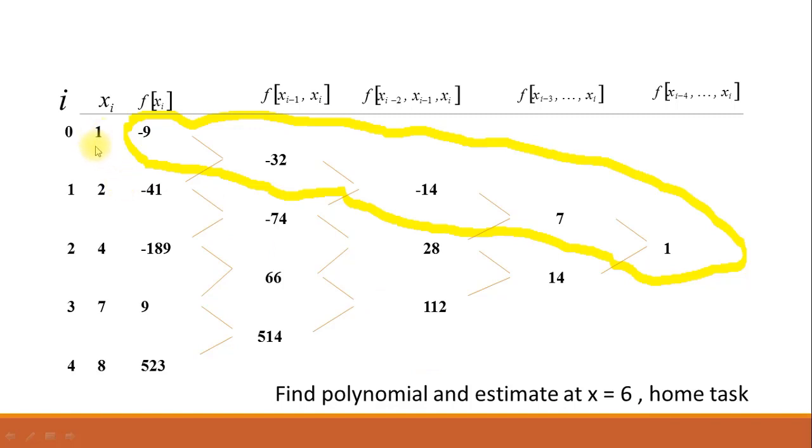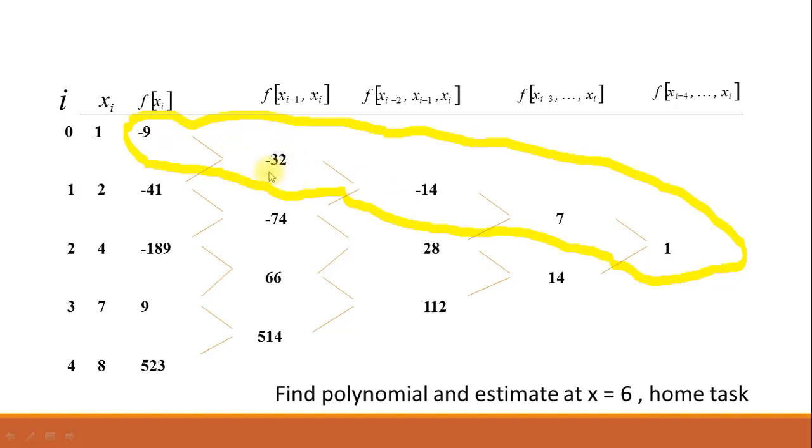Now this is another example. For example, these are the values of x and these are the values of y. To find a polynomial and to estimate the polynomial at x is equal to 6, first of all, construct the divided differences table. These are the zero order differences, these are the first order differences, these are the second order differences, these are the third order differences, and these are the fourth order differences. I want to repeat the procedure in this example again.